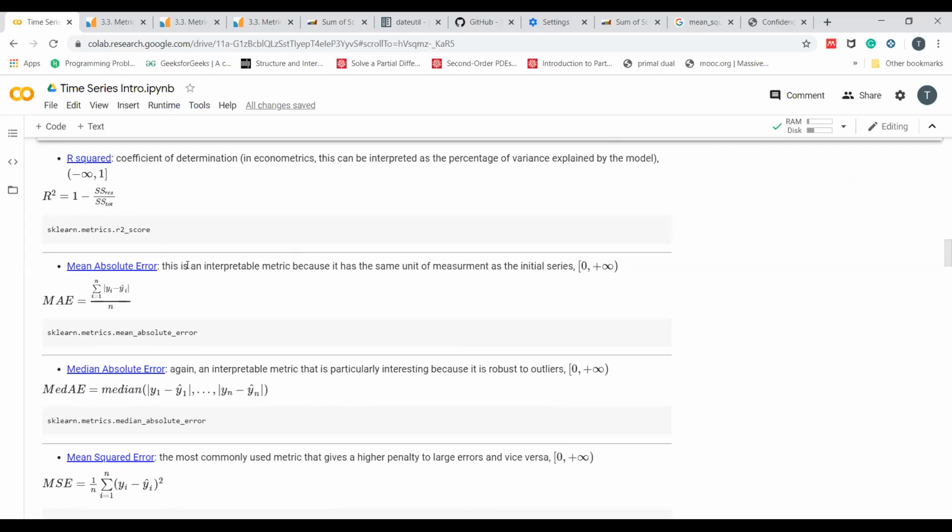And then the next one is the mean absolute error. It's the sum of the absolute value of the difference between the y, well, or in our case the variable. Sorry, what is the question?